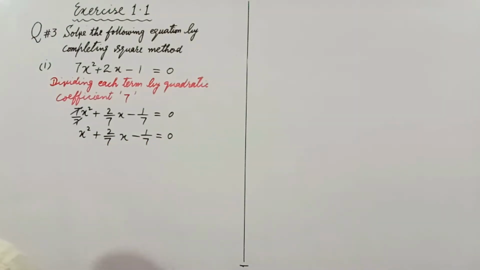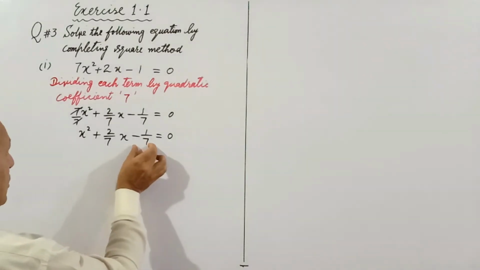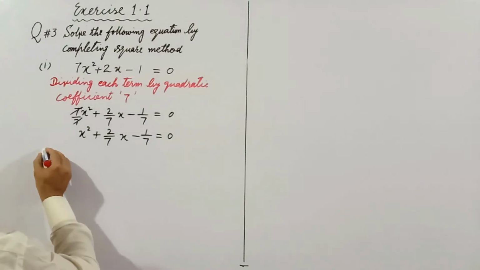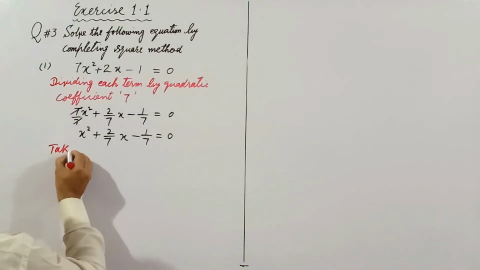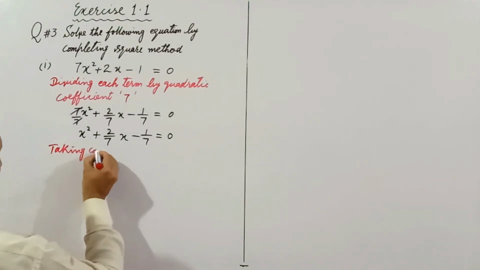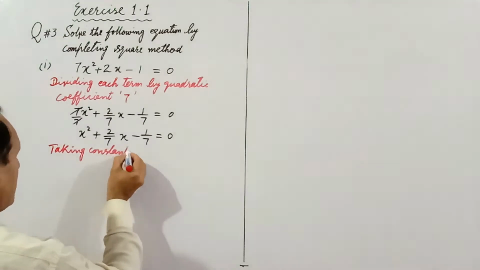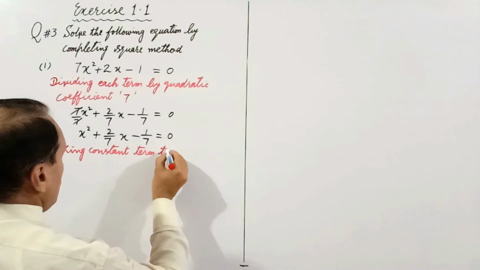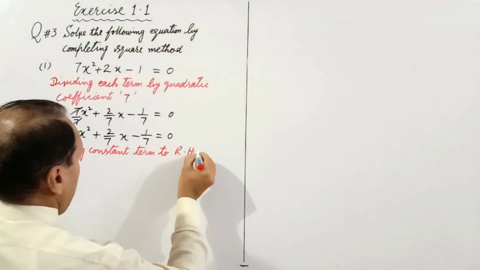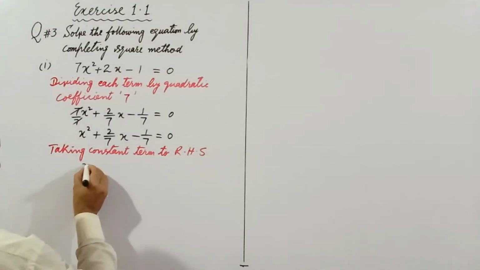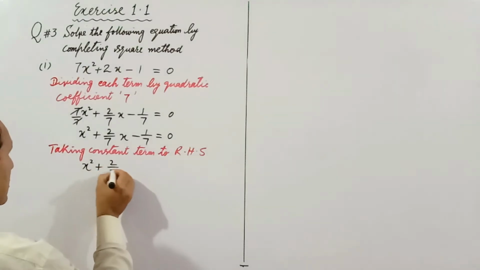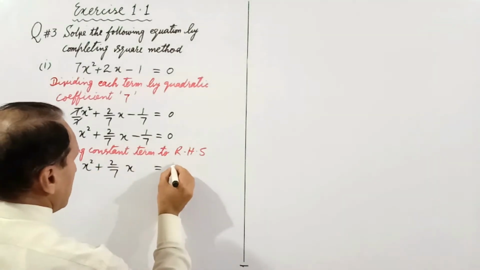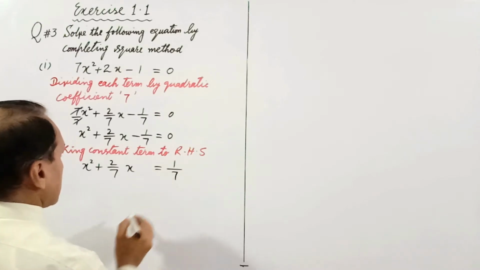In the second step, we take minus 1 over 7, the constant term, to the right hand side. Taking the constant term to the right hand side, we get x square plus 2 over 7x is equal to 1 over 7, as minus becomes plus when we take it to the right hand side.